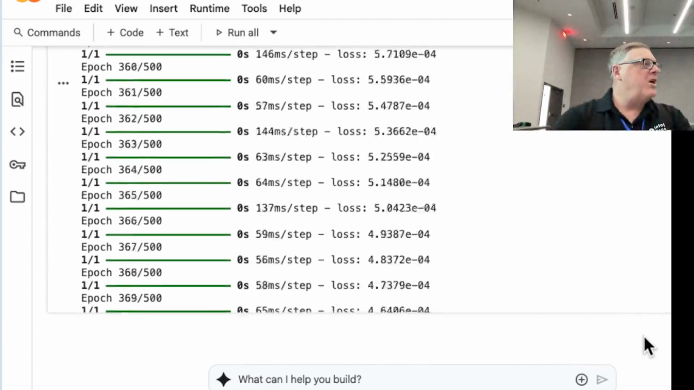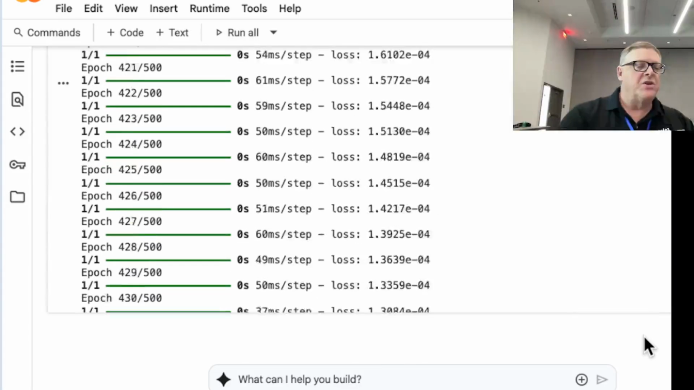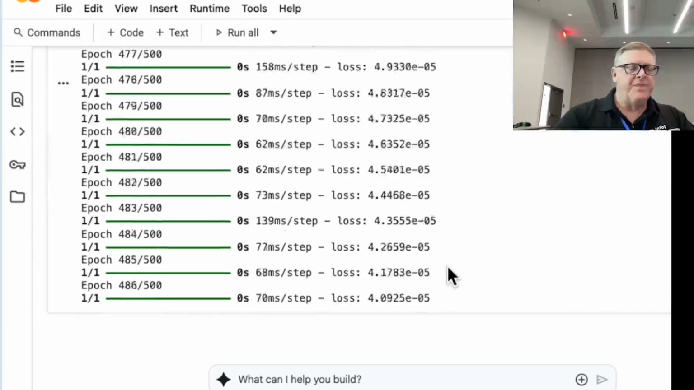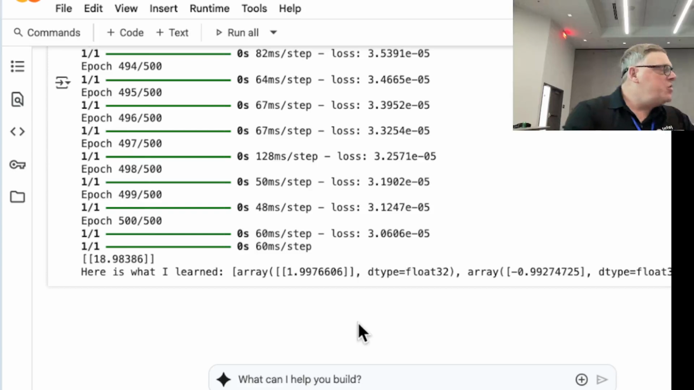And this is a very simple problem, so it doesn't take much calculation. It only has to calculate like 10 points worth of error. See, there's the error getting very small again, 10 to the minus 5. And there's the answer. So it was 2x minus 1, and it found 1.99 for 2 and minus 0.99 for 1. So it got within 1% of the right answer, and that's the simplest case of machine learning.